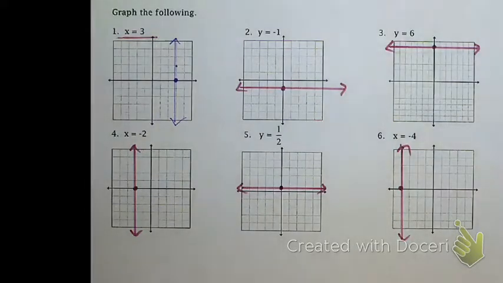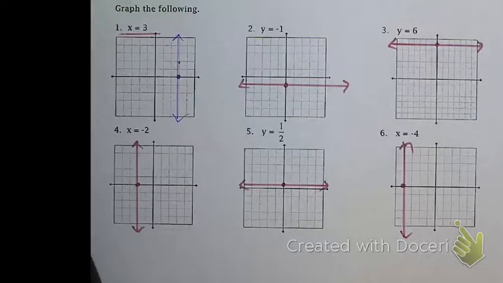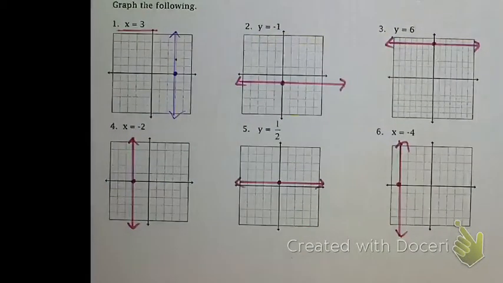Okay? All right, your homework I'm going to pass out. It's also posted on Google Classroom, but I'm going to pass it out for you. Your homework is practicing graphing lines in this y equals mx plus b slope-intercept form. Okay? Happy studying.